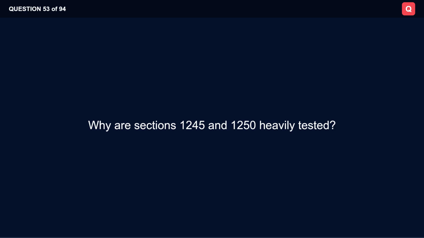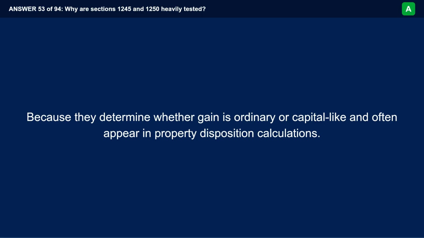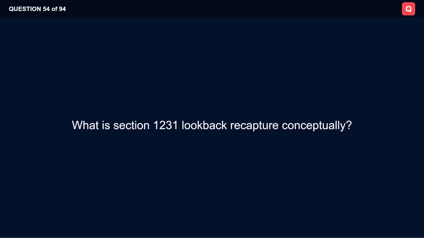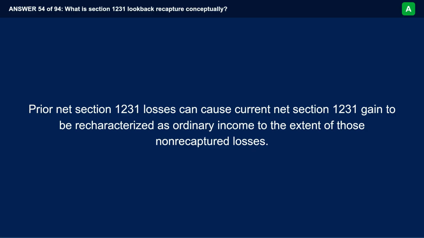Why are Sections 1245 and 1250 heavily tested? Because they determine whether gain is ordinary or capital-like, and often appear in property disposition calculations. What is Section 1231 look-back recapture conceptually? Prior net Section 1231 losses can cause current net Section 1231 gain to be recharacterized as ordinary income to the extent of those non-recaptured losses.